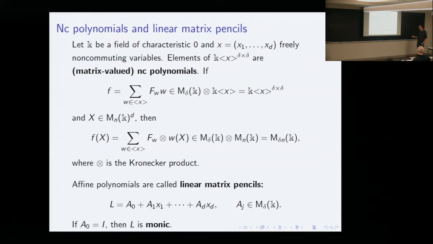There is special interest in linear ones, linear polynomials, and they have a special name: we call them linear matrix pencils. Especially when it comes to positivity and convexity and whatnot, we like to set the constant term to be the identity matrix, and in this case we say that the pencil is monic.